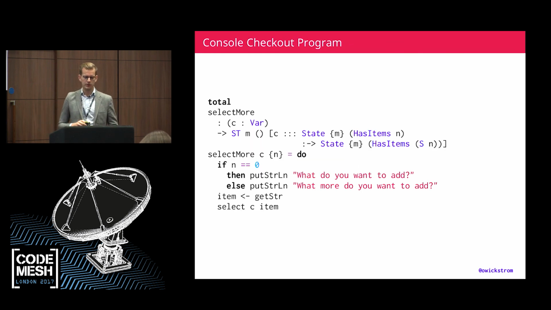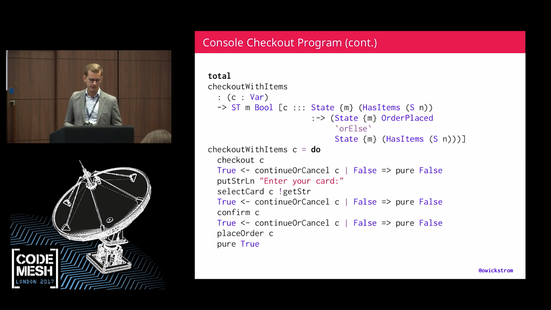So instead of showing you the implementation of this checkout protocol, I will just show you a program using it. Select more is a function that selects one more item. And it depends on this type level nat to print a nice message, like, do you want to add your first item or one more? And it selects one item.